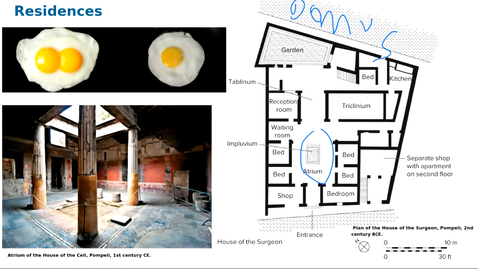So hopefully, maybe you like fried eggs, or maybe you don't. But this is sort of how a fried egg looks when it's being cooked. And the reason why some people call it the fried egg scheme is because it has this courtyard. So this courtyard is sort of like the yolk here.